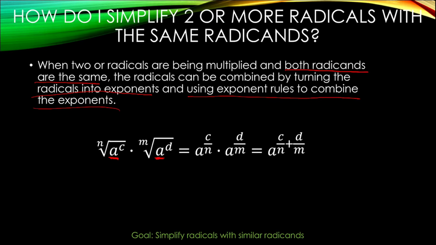I can rewrite each of these as a rational exponent. So I have a raised to the c over n times a raised to the d over n, and since my base numbers are now the same, I can use my rules of exponents. My bases are the same, so I can add together the exponents. So we're going to add some fractions here.